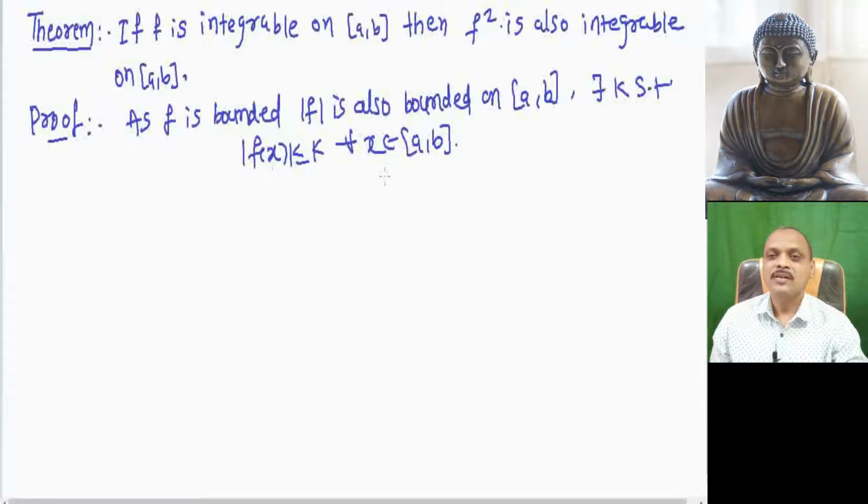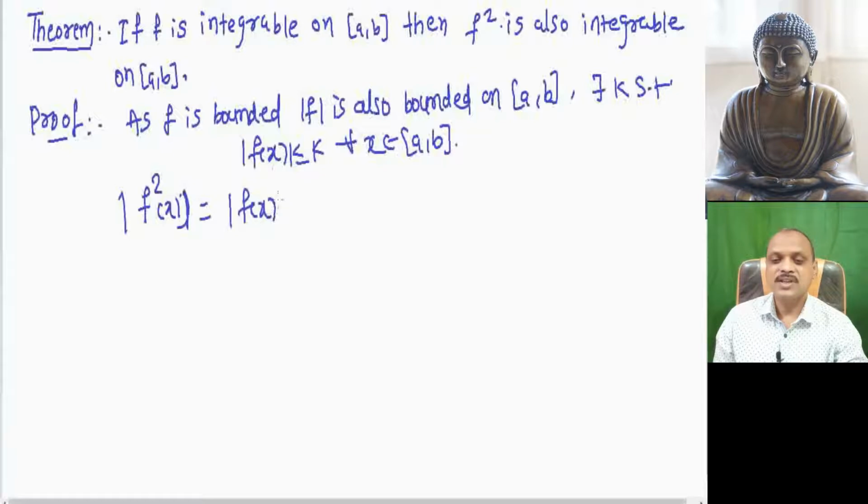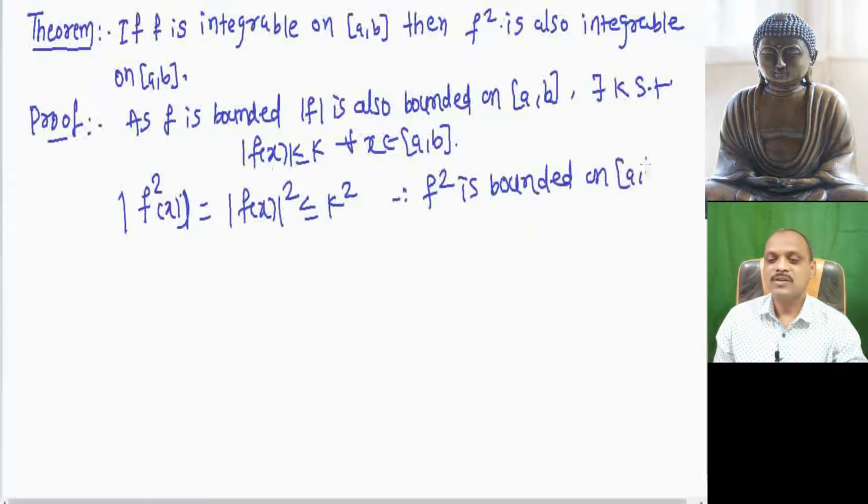Now friend, we have to show that f square is integrable. So you can see that mod of f square of x is nothing but mod of f of x, whole square, and this is less than or equal to k square. So therefore f square is bounded on the closed interval a comma b. Now consider a partition P. We need a partition every time.